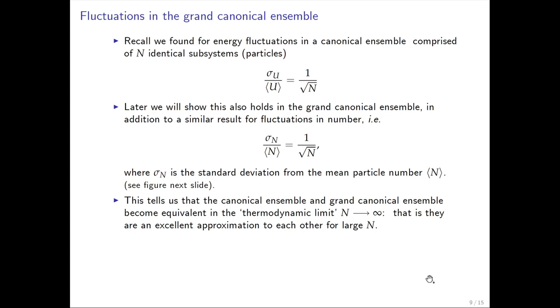So what does this tell us then? Well, it tells us that essentially the canonical ensemble, which has a fixed number of particles, and the grand canonical ensemble become equivalent in what you'll hear called the thermodynamic limit, or large n limit, n running off to really, really large, so infinity. That is, the canonical and grand canonical ensembles are excellent approximations to each other for large n.